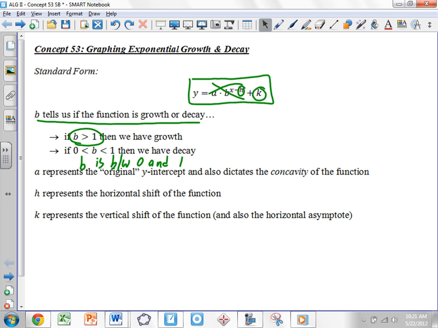But now, if you remember, come on, finish off whatever you've been doing over there for a while. If you remember, H and K represent translations. So now, if there's an H and K, the y-intercept is going to move. It's going to be translated. So I'm putting original in quotes because it might move if there's a translation.